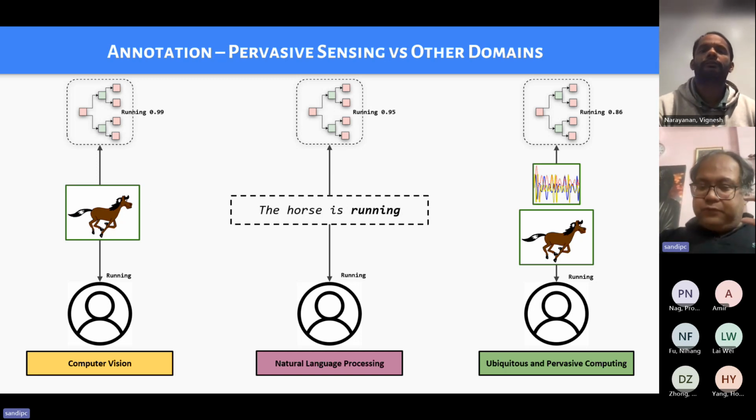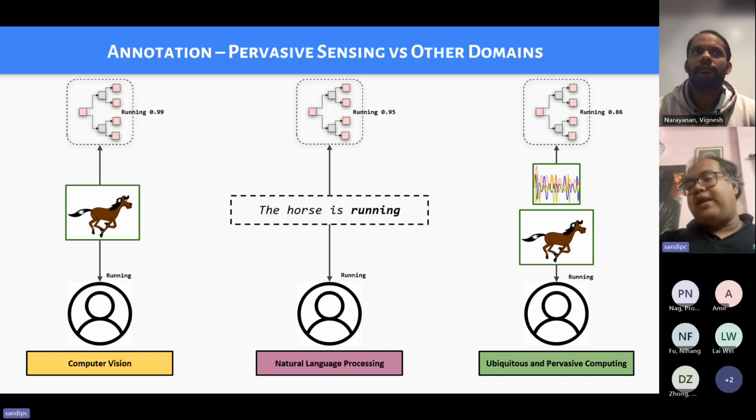So throughout this talk, I will try to highlight at least two or three such different problems that we have observed, and the way we are trying to tackle those problems during data annotation. Let me see how much I can cover.